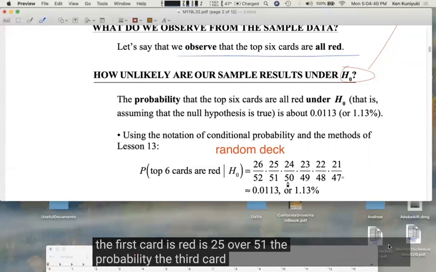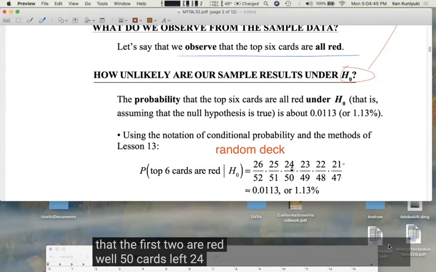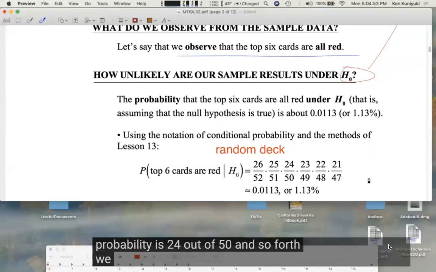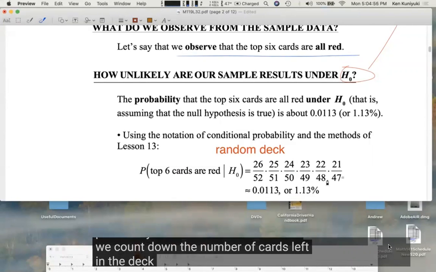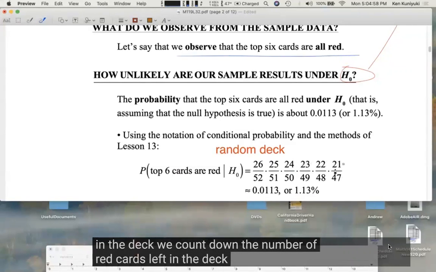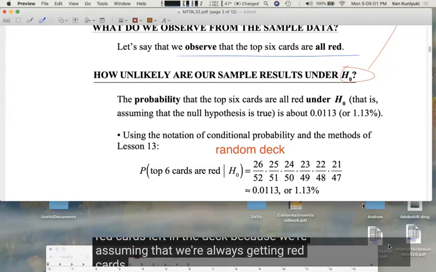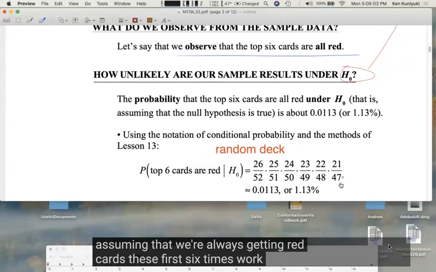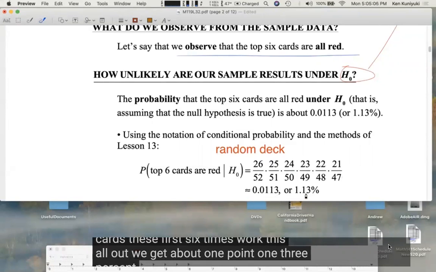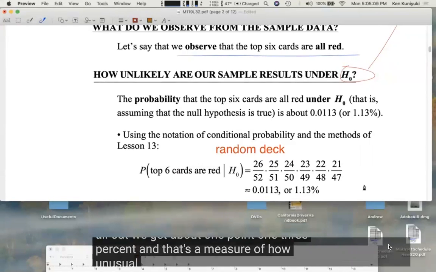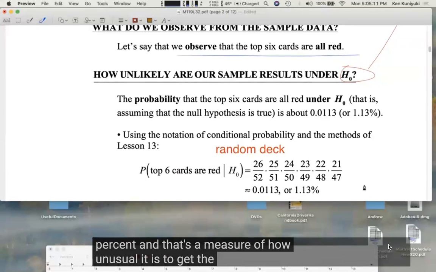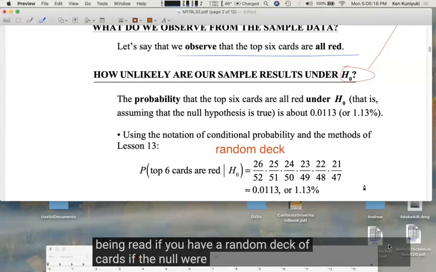The probability the third card is red, given that the first 2 are red, well, 50 cards left, 24 reds left if the first 2 are red. So the third probability is 24 out of 50, and so forth. We count down the number of cards left in the deck. We count down the number of red cards left in the deck because we're assuming that we're always getting red cards these first 6 times. Work this all out, we get about 1.13%. And that's a measure of how unusual it is to get the first 6 cards being red if you have a random deck of cards, if the null were in fact true.